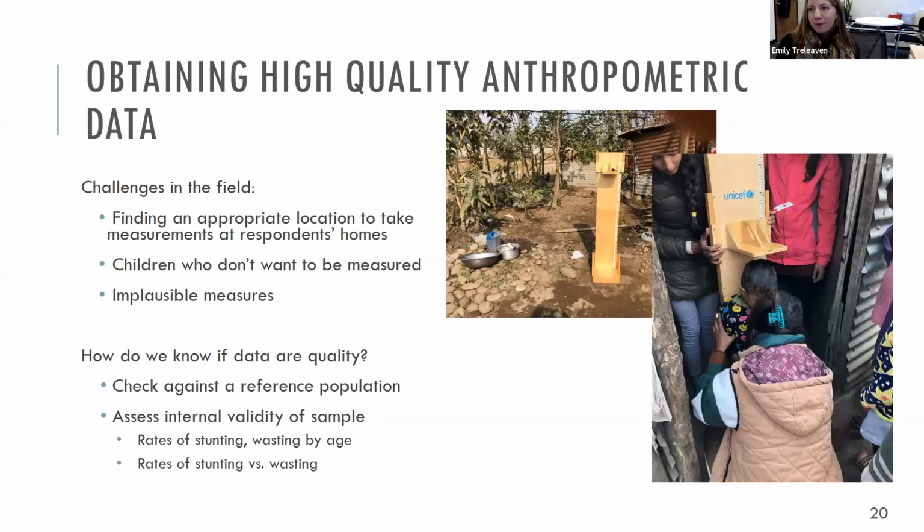So there are a lot of challenges to obtaining high quality anthropometric data. As I noted, we did a week-long training with experts in obtaining this type of anthropometric data. But once you get out in the field, you find challenges like finding an appropriate location at respondents' homes to take measurements. Obviously, for both the scale and standing height, you need to be able to find a flat surface. So there is a smaller proportion of CVFS respondents who have unfinished floors. So we needed to find a flat area outside.